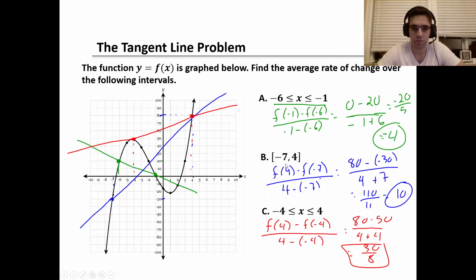So for B, our interval is -7 to 4. This blue line right here is our secant line. The slope of this secant line is the average rate of change on this interval. And so we could evaluate f of 4 minus f of -7 over 4 minus -7. Evaluating for our numbers, we get a simplified answer of 10. And if our interval is -4 to 4, we get this red secant line. The slope of this secant line is our average rate of change. It should be 30 over 8.